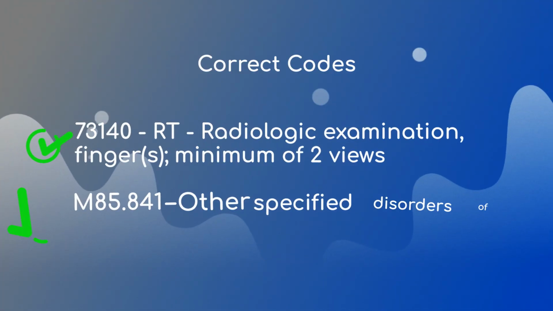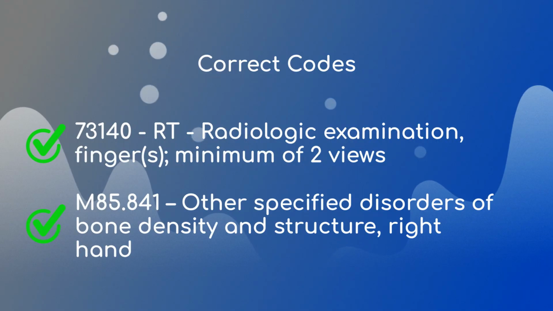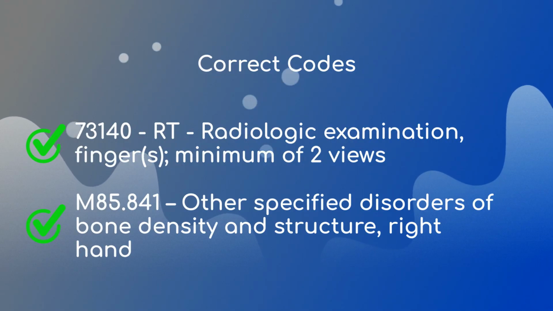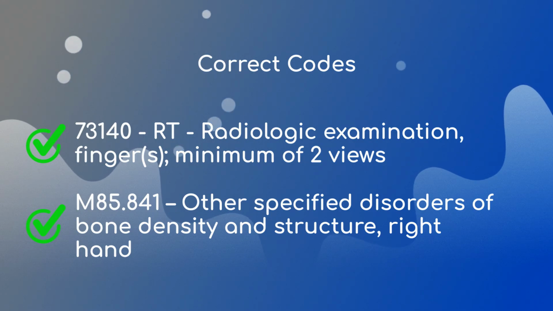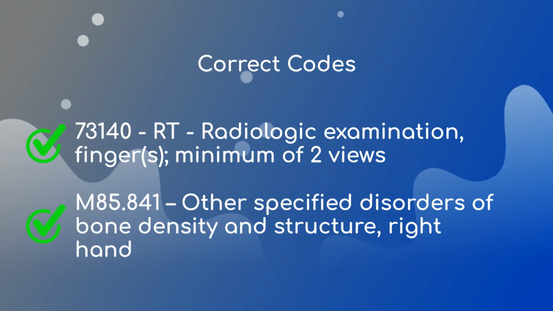The correct codes for this chart are 73140, RT, radiologic examination, fingers, minimum of 2 views, and M85.841, other specified disorders of bone density and structure, right hand.